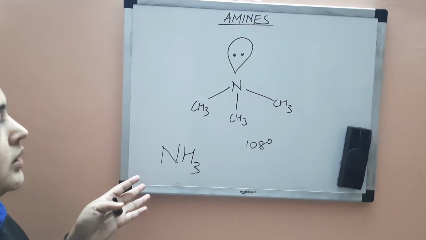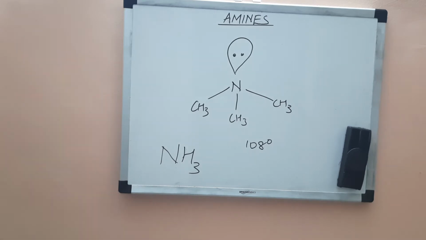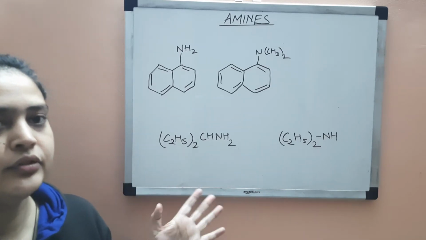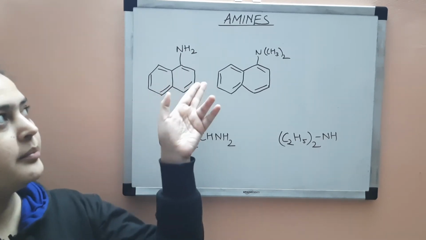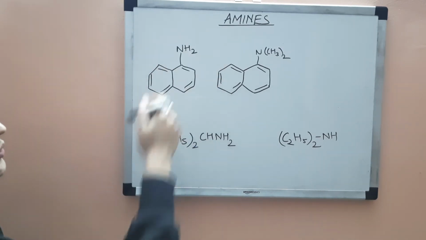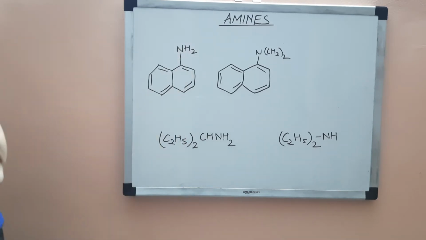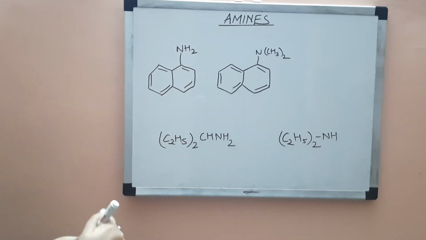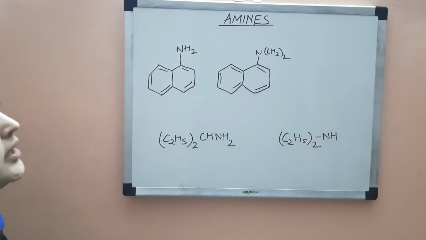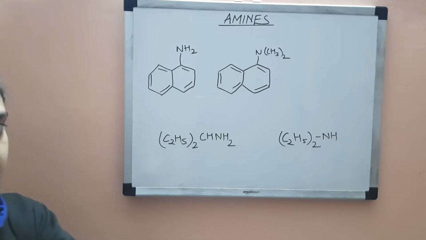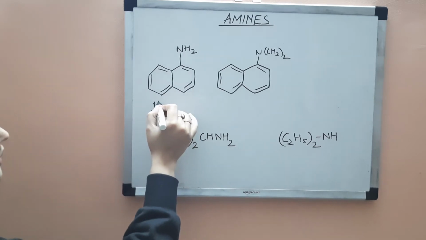We can learn more about the classification through some examples. So these are four compounds. We have to find out whether each is a primary, secondary or tertiary amine. The first compound is this. Here you can see this is the amine group, and it is a derivative of ammonia. One of the hydrogen atoms of ammonia is replaced by the aryl group. So when one hydrogen of ammonia is replaced by an aryl or alkyl group, it is a primary amine. So this is a primary amine.